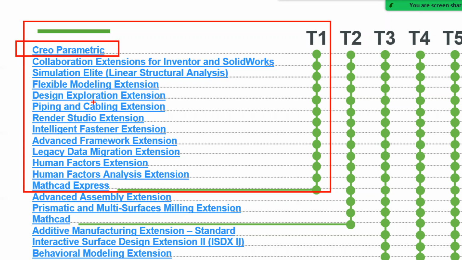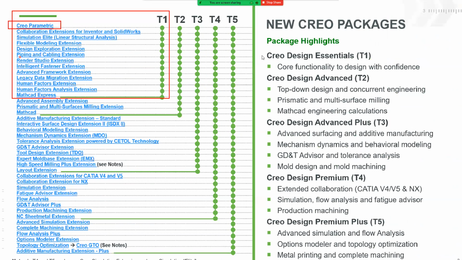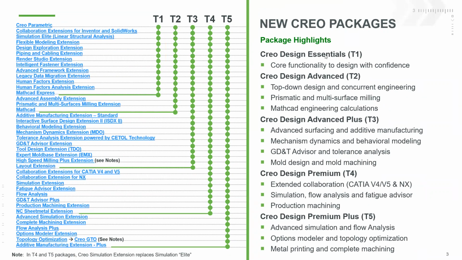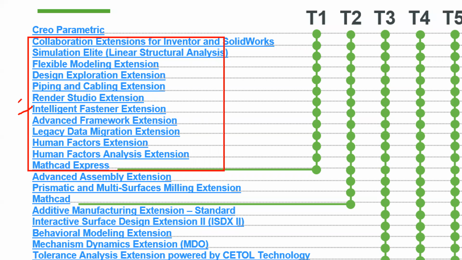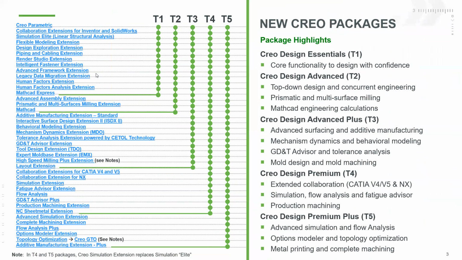So first of all, these extensions, like I said, if your license is Creo Design Essentials, which is the base package, they call it the T1 package, you already own all these, right? I've seen a good percentage of customers are not aware that, okay, with the T1 license, you already have the full Intelligent Fastener extension, you already have the Render Studio extension, piping and cabling of the PCX license, Design Exploration extension, flexible modeling or FMX for direct editing. So we'll do a quick overview of some of the popular ones. We may not have time to do everything, but at least a high-level overview.